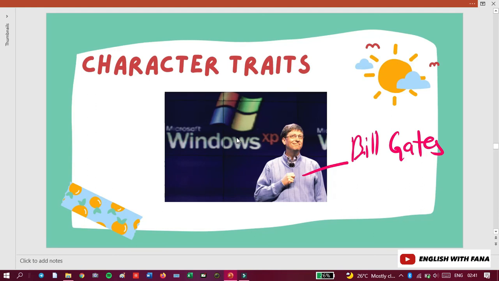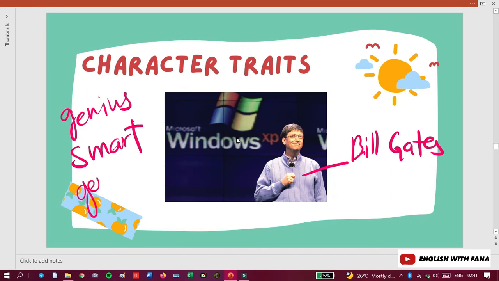So I guess he is a genius, maybe a smart person. Okay, yes, because he is very genius and smart. He is a rich person, so maybe we can say that he is a generous person because he is also a philanthropist. Okay, he likes to do donations.